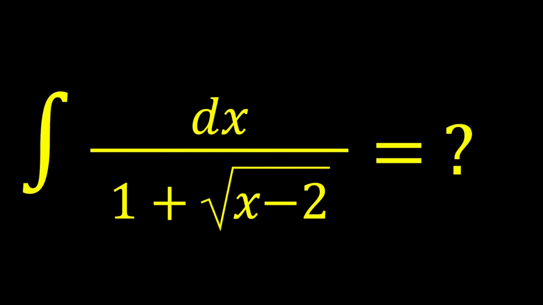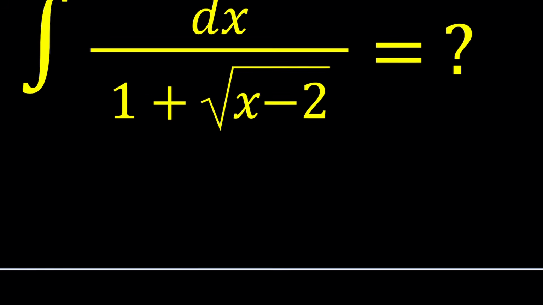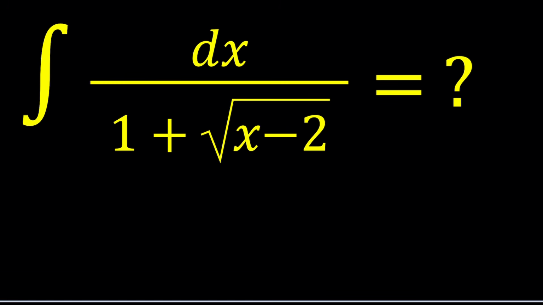Hello everyone. In this video, we're going to be integrating a radical function. We have dx divided by 1 plus the square root of x minus 2, and we're going to be integrating this function. So how do you integrate something that is radical, right? Well, it's in the denominator to make matters worse, because if it was the numerator, you could easily solve it, couldn't you? So let's go ahead and see how we can solve this with different approaches. Even though they're not very different, there's definitely some variations on this.